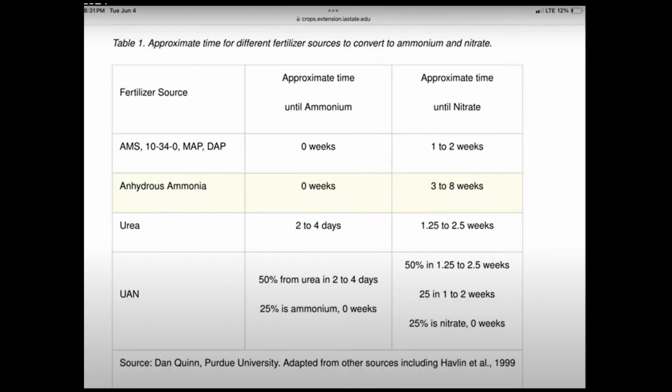As you look at this chart and select the fertilizer sources that you may be using, note how long it does take them to convert to nitrate in a saturated soil condition. Especially note then UAN. Really, there's three products there that make that up. 50% of it is urea. 25% is ammonia, and then the other 25% is nitric acid, which is already in the nitrate form, and that's how those convert.